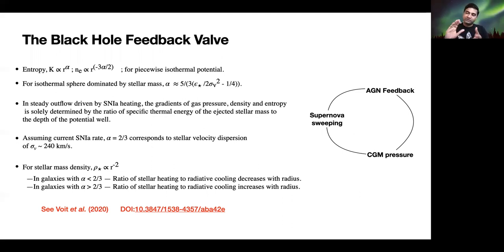Now, for alpha of 2/3 at present SN Ia rate, what we arrive at is sigma v of about 240 kilometers per second. Now, this alpha of 2/3 is important because for alpha of 2/3, our electron density goes as 1 upon r. So our radiative cooling would go as 1 upon r squared. On account of isothermal potential, our stellar mass density already has a dependence of 1 upon r squared. So the SN Ia heating rate would go as 1 upon r squared.